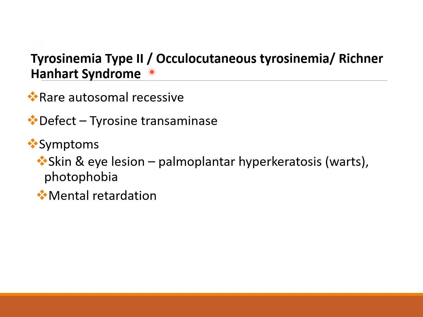Tyrosinemia type 2 or oculocutaneous tyrosinemia, otherwise called Richner-Hanhart syndrome. This is also a rare autosomal recessive disorder. The defect is with the enzyme tyrosine transaminase, and usually the patient presents with skin and eye lesions. So there can be palmoplantar keratosis, something like warts, and also photophobia. Sometimes mental retardation is also seen.